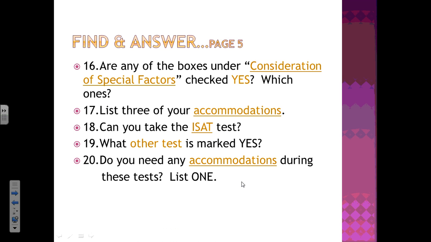Okay, so what I'd like for you to do is for number 16, are there any boxes under consideration of special factors checked yes? If there are, please write which ones. I'd like you to list 3 of your accommodations. I want you to look over every single one, but I just want you to write 3.